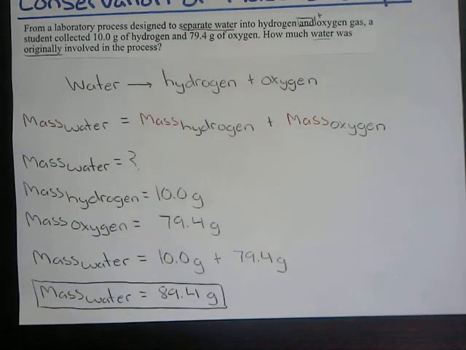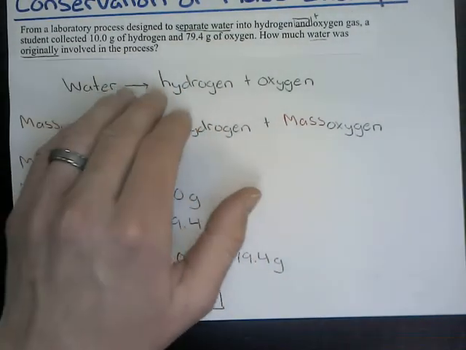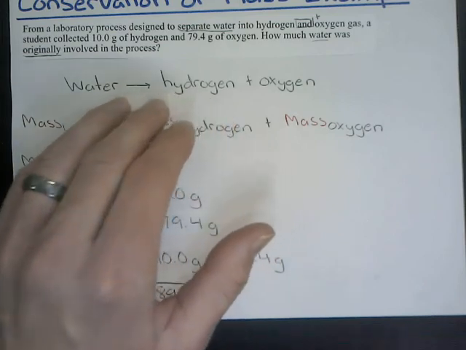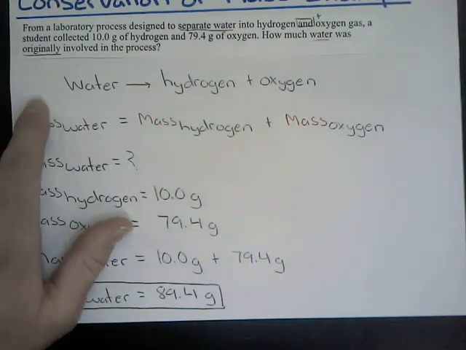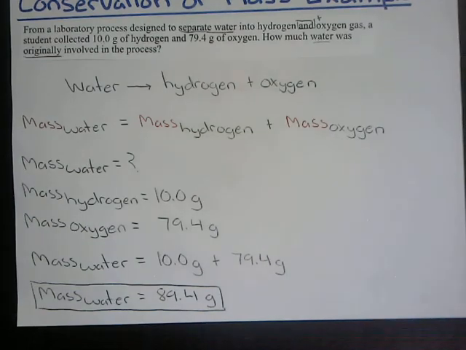Again, the key takeaways here are: read the problem carefully, develop what we call the word equation, and then just substitute that the mass of the stuff on the left is equal to the mass of the stuff on the right. All right, so this concludes section 3.2.